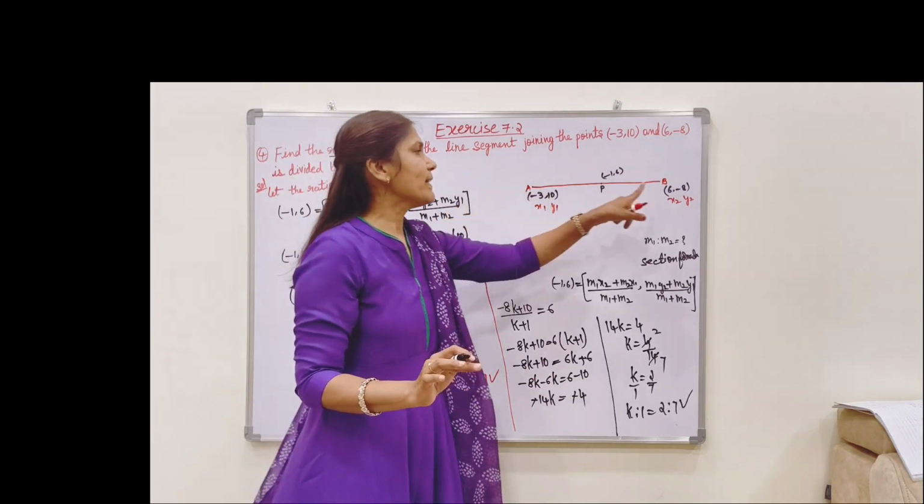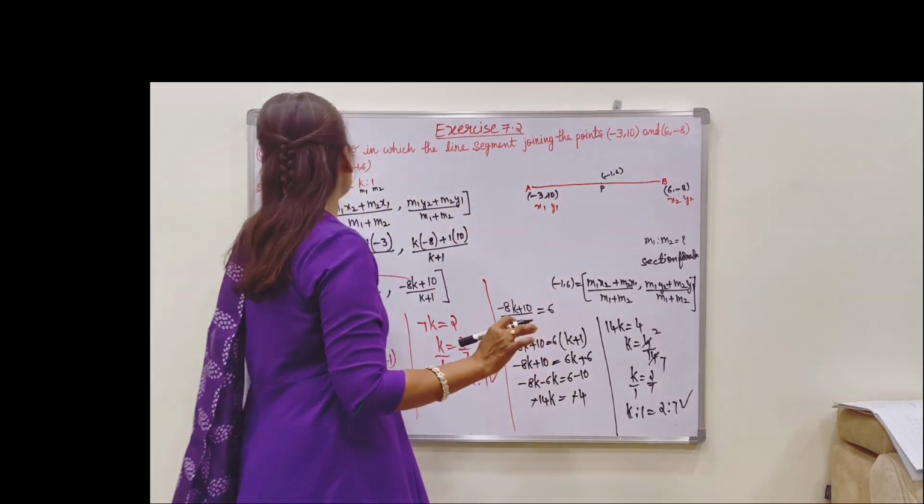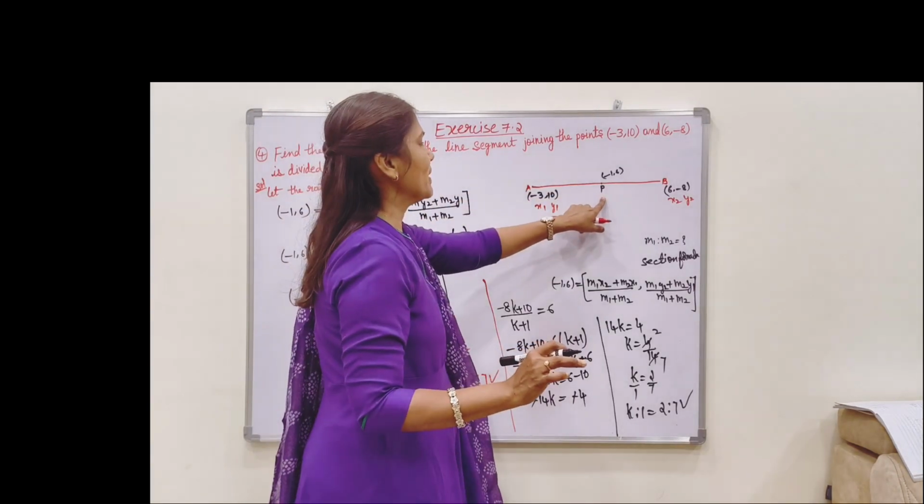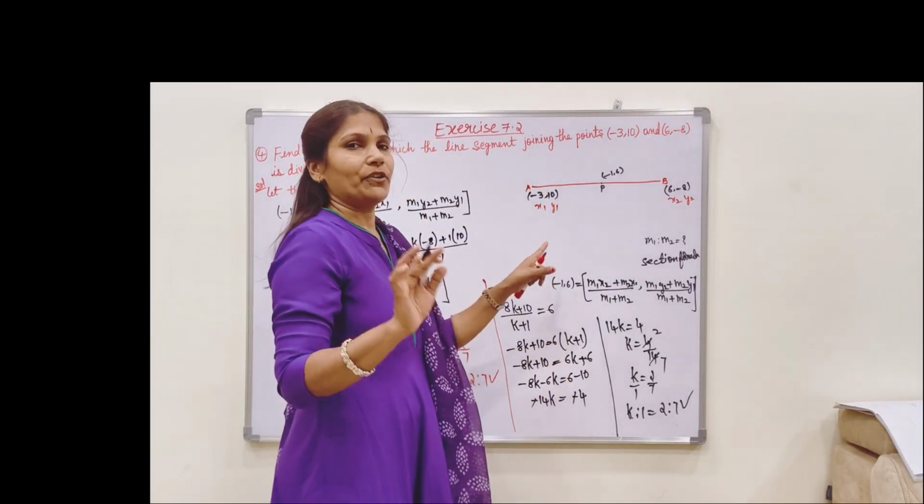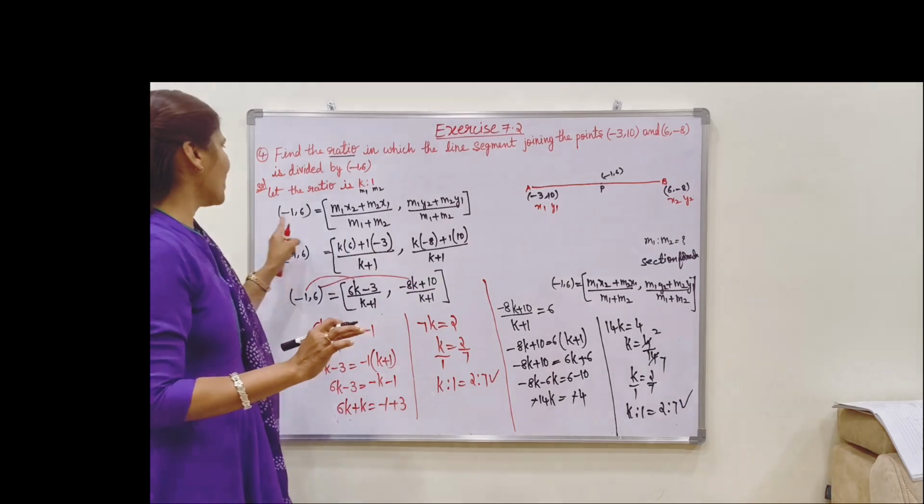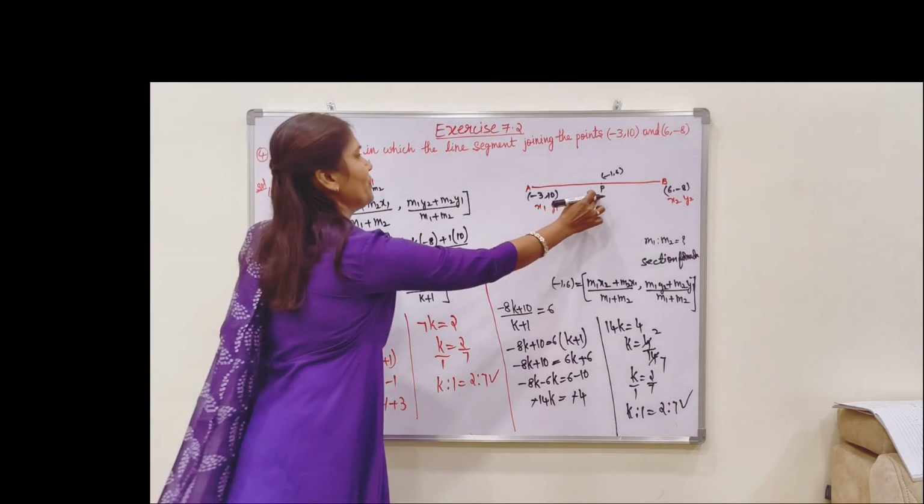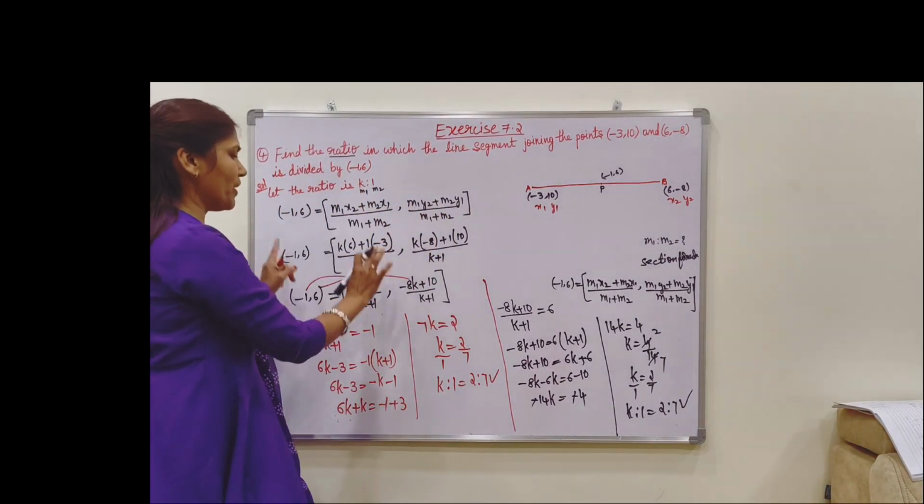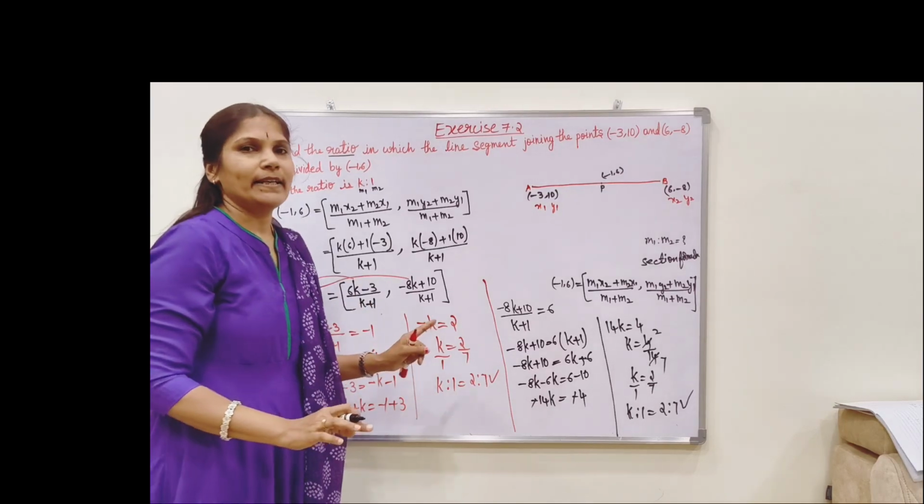So A coordinates given, B coordinates given. This is divided by this point also given. We have to find the ratio. So same formula you will use. This one we know. So here write it in formula. You apply the proper limits, you will get the ratio.